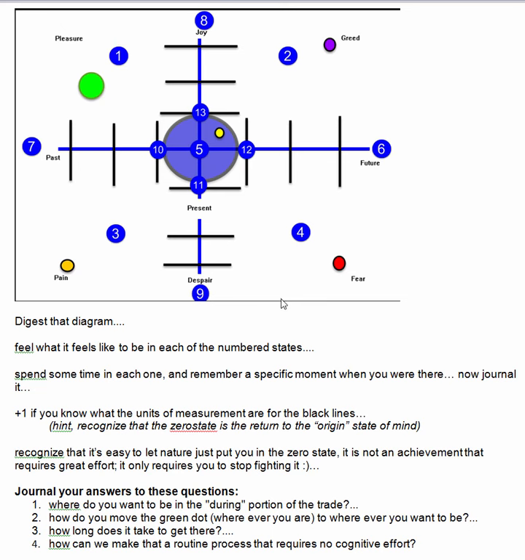So what I'd like you to do is digest this diagram, spend some time with it, spend some time in each one of these numbered areas. Remember a moment when you were there, and journal it. What was it like?